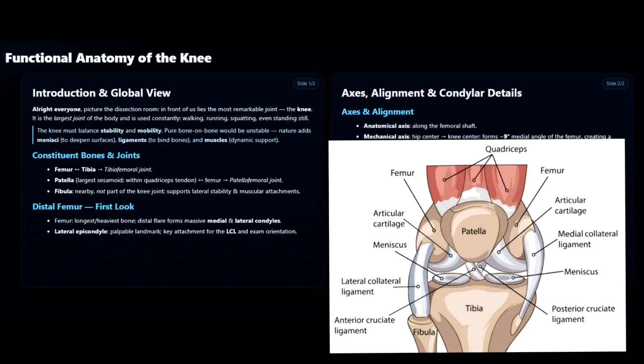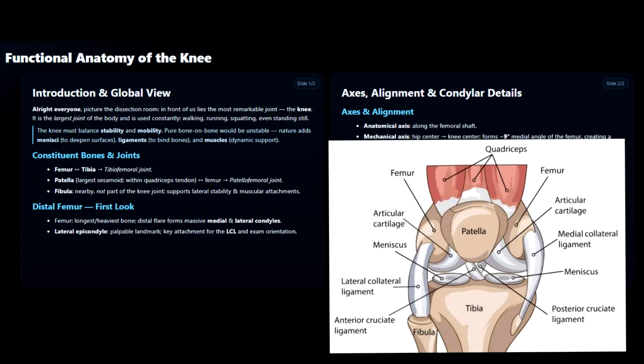also the patella, the largest sesamoid bone in the body, embedded within the quadriceps tendon. Together, the femur, tibia, and patella form two major articulations, the tibiofemoral joint and the patellofemoral joint. Keep in mind that while the fibula sits nearby, it doesn't directly participate in the knee joint. It plays more of a supportive role for muscle attachment and lateral stability.